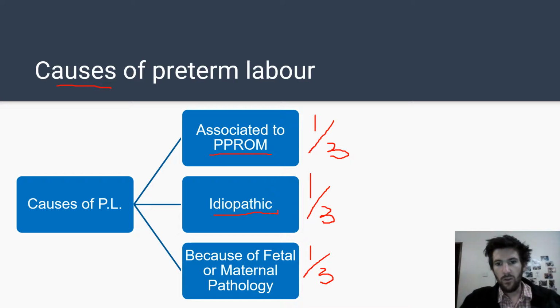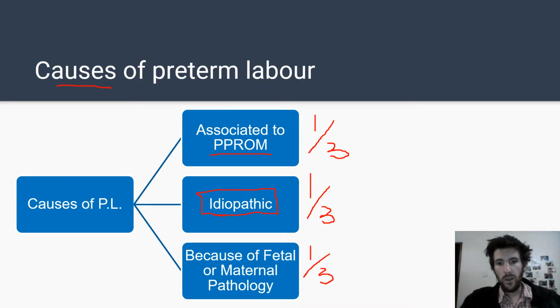There is also a very important group, 1/3 of the patients, that is idiopathic. So we don't know the cause. It's a multigenic cause, but that is why the most important risk factor for having a preterm baby is having had a previous preterm baby.